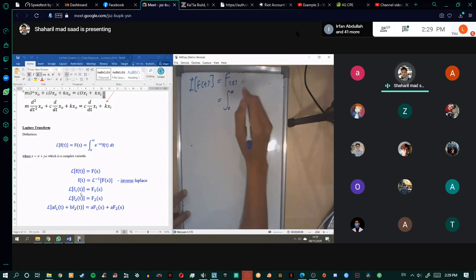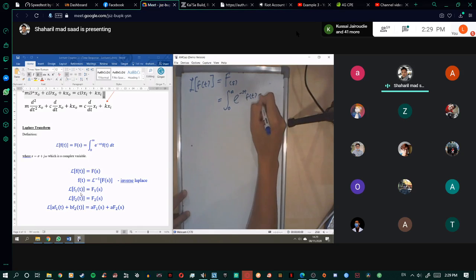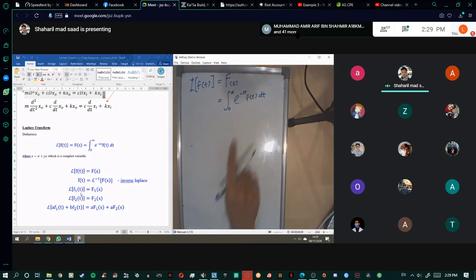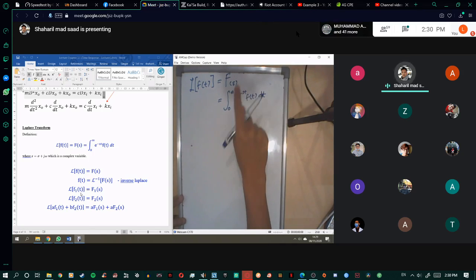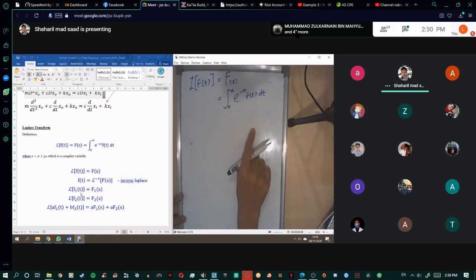the integral from 0 to infinity. Now we only choose 0 to infinity. Then you multiply by e^(-st), and then multiply with your function f(t) over dt. So this is the concept: when you Laplace the time domain, you get the Laplace domain, but mathematically you need to multiply the function by e to the power of minus st, and then you integrate.